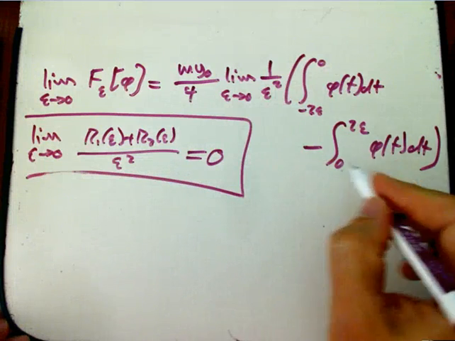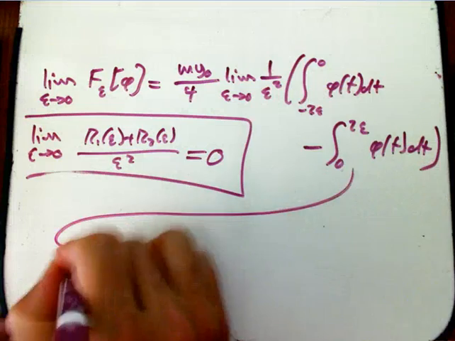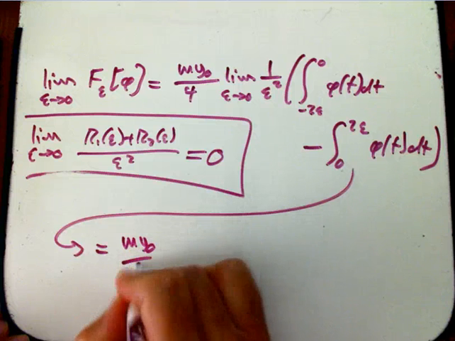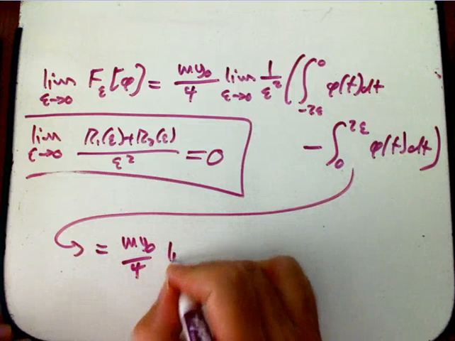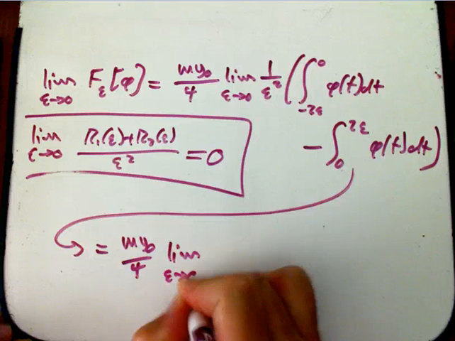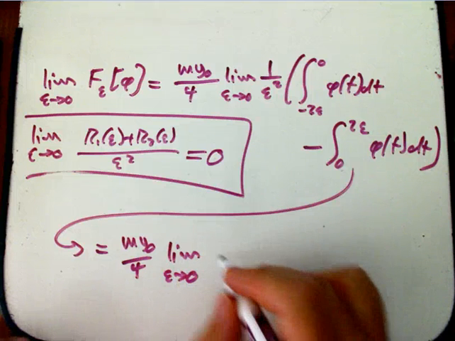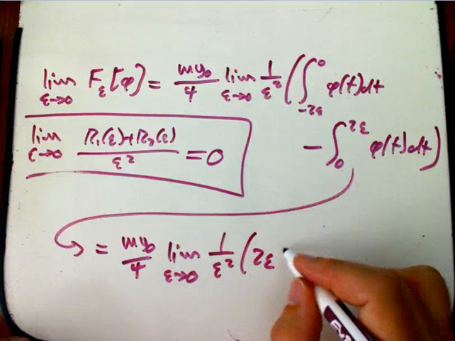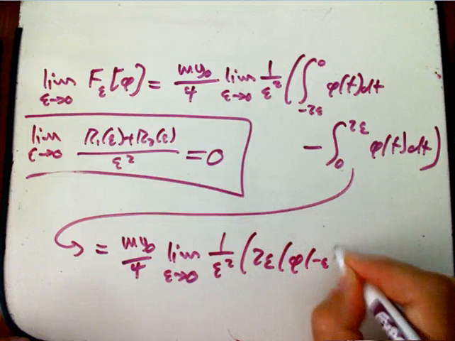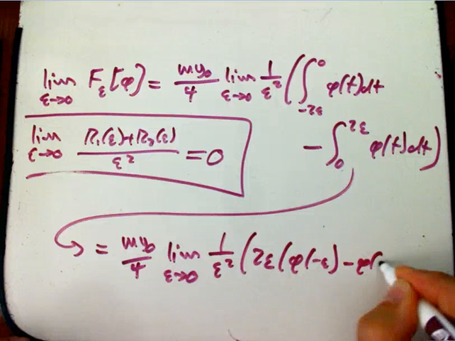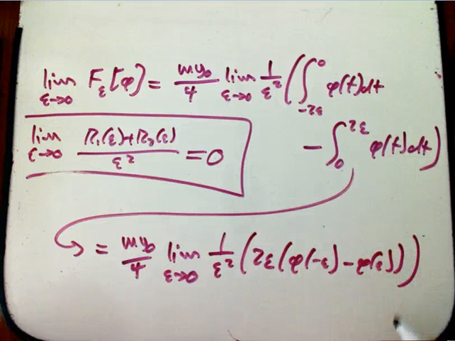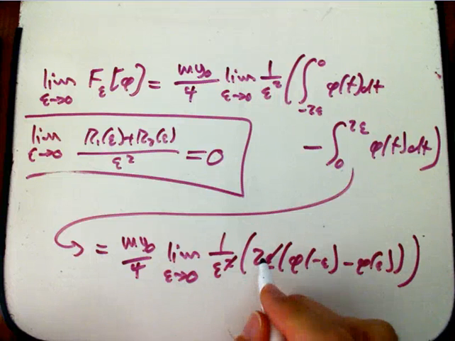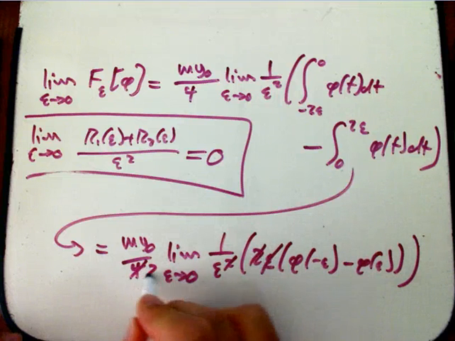And now moving back to our whole package with the epsilon squared in the denominator and everything, that's going to be m y naught over 4 times the limit as epsilon goes to 0 of 1 over epsilon squared times 2 epsilon times phi of minus epsilon minus phi of epsilon. Now this isn't quite what you usually see for derivatives. Well, let's see. So the epsilons cancel. That's crucial. This 2 cancels this down to a 2.